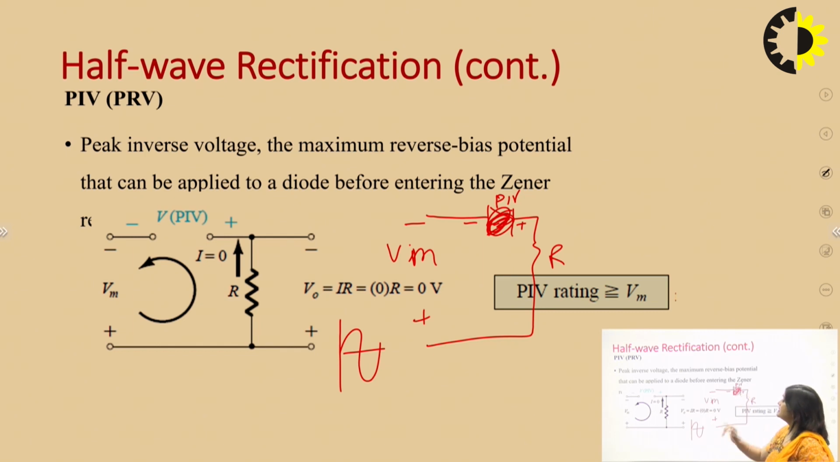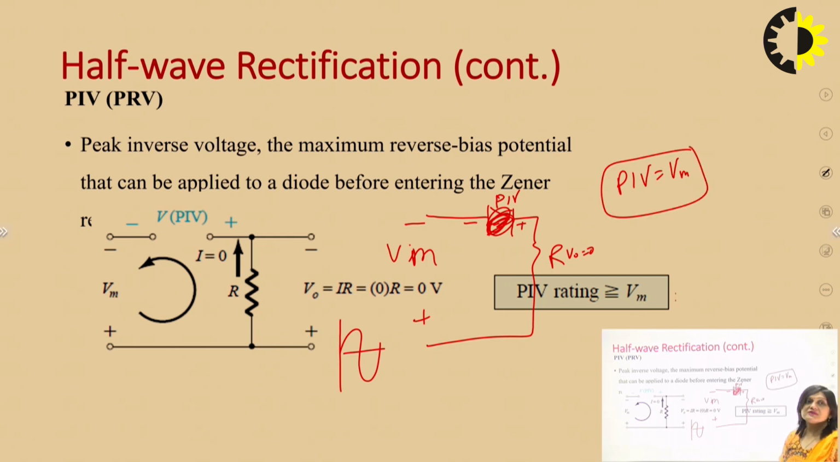Now we have to find this PIV. Here the diode is not conducting, so the output is 0, and we can apply KVL and we will find that PIV is equal to Vm. So this is the peak inverse voltage of the diode in the case of the half wave rectifier.